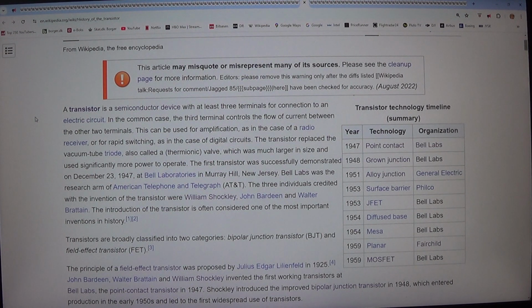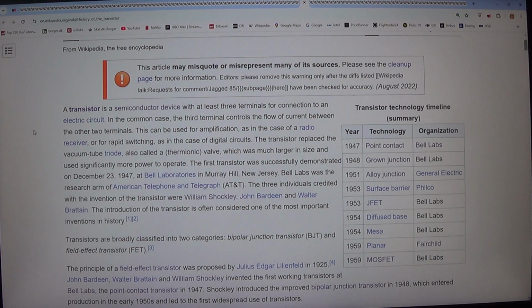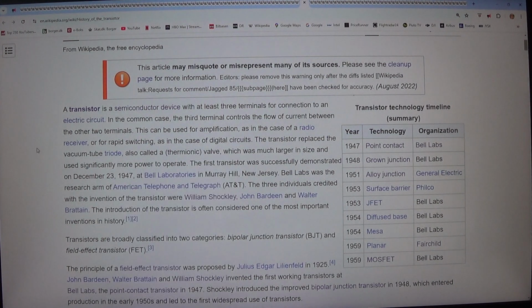In the common case, the third terminal controls the flow of current between the other 2 terminals. This can be used for amplification, as in the case of a radio receiver, or for rapid switching, as in the case of digital circuits. The transistor replaced the vacuum tube triode, also called a thermionic valve, which was much larger in size and used significantly more power to operate.